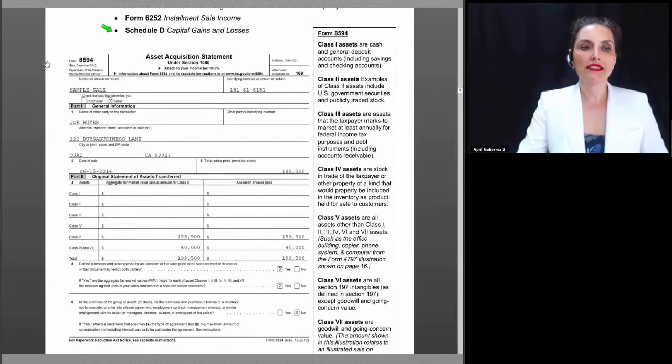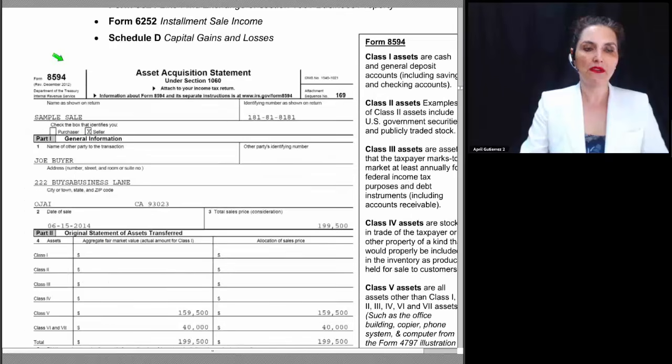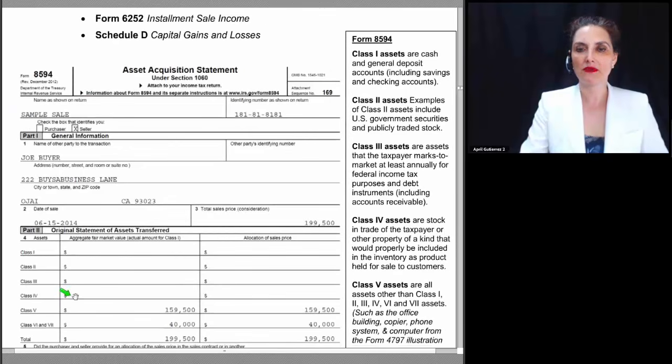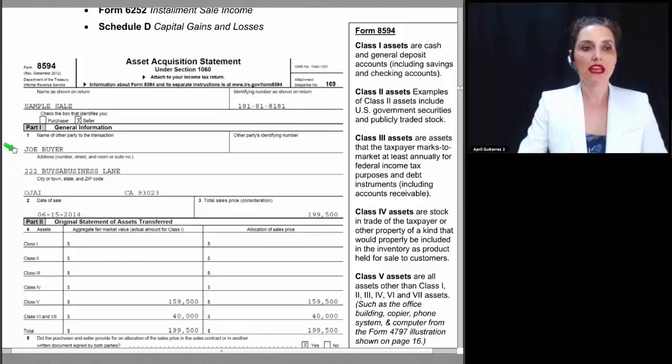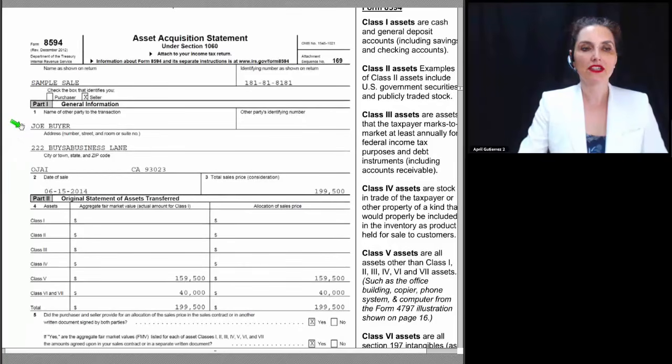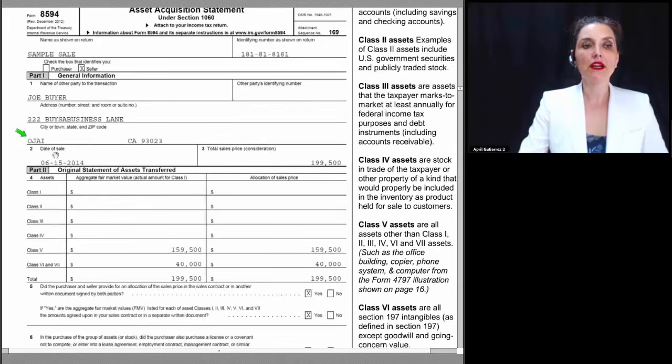So let's take a look at this 8594. I can't say that it's a form I fill out terribly often, because how often do we deal with complete buys and sells of businesses? But when that does happen, the form is required. It doesn't matter whether you're the buyer or the seller, the form has to be completed. And we can look here at this particular form. It says sample sale. Check the box that identifies you as either purchaser or seller. And we have the name of the other party to the transaction. That would be the purchaser, so the person that you sold to is Joe Buyer, and his address. And then it wants to know the date of the sale and the total sales price.